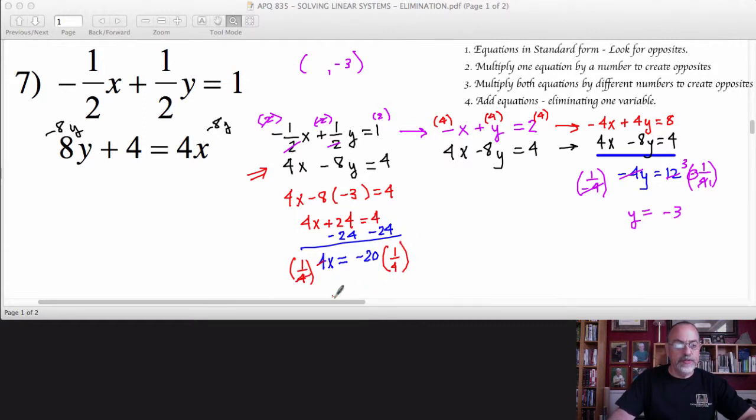So the 4 is reduced to 1, leaving me 1 times x, which is x. The 4 and the 20 are both divisible by 4, and so I have negative 5 times 1, which is negative 5. So the x value of my solution is a negative 5. So the ordered pair negative 5, negative 3 is the solution to the system.